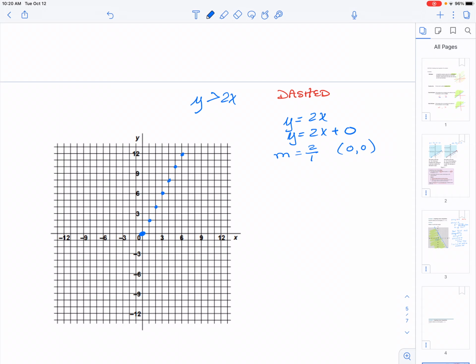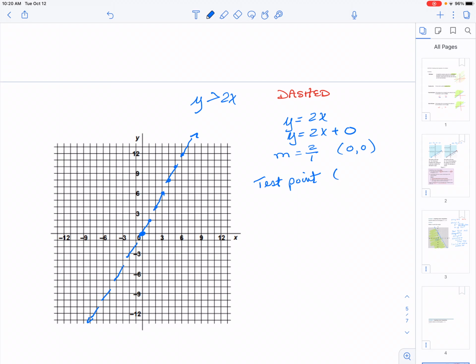Now remember, this line does not need to be solid. This line needs to be dashed. So let me see if I can make that look halfway decent. So we've got our boundary, but we're not going to include those points in the solution set. All right, so the next thing I need to do is a test point.